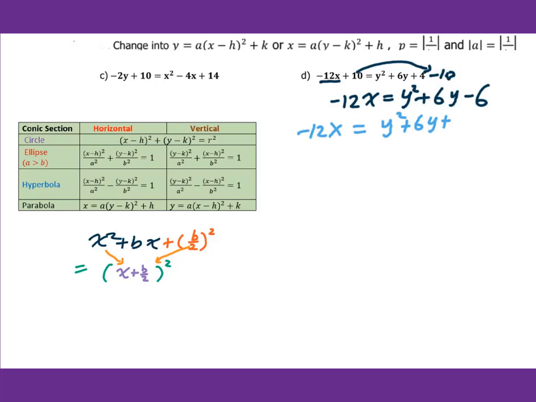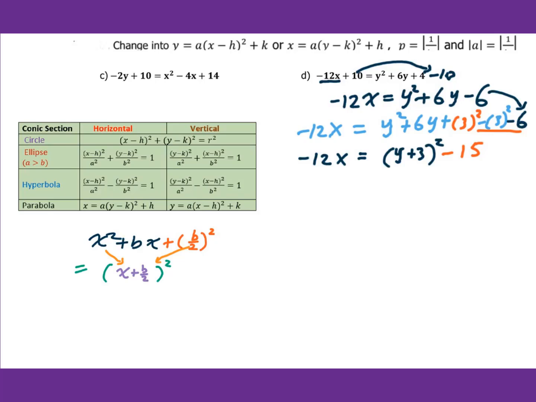I need to add the square, b over 2 squared, that's 3. Then you need to subtract 3 squared. Then minus 6. Bring this down. You will get negative 12x equals y plus 3 squared. Then work this out, you get negative 15.